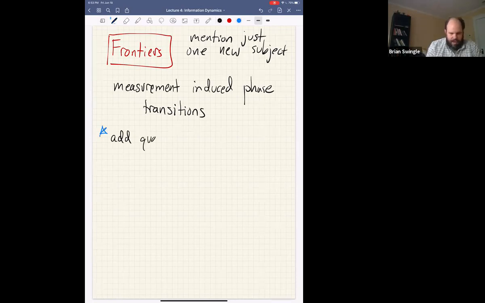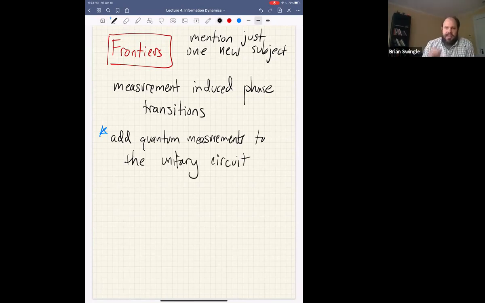We add quantum measurements to the unitary circuit. What this means is really a quantum measurement in the sense that, say you have a qubit, you take this qubit, you measure it in, say, the computational basis. If you get 0, then that qubit is now in state 0 and you proceed with the circuit. And if you get 1, that qubit is now in the state 1 and you proceed with the circuit.